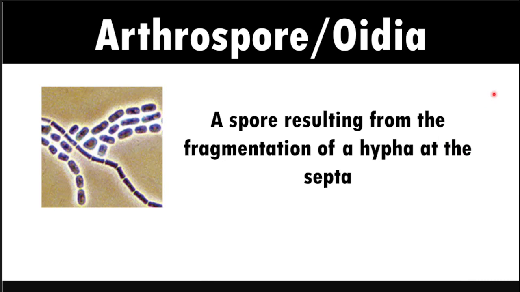Then Oidia or arthrospores are the third very important type of asexual mode of reproduction, where a spore results from the fragmentation of a hypha at the septa. Here, the hypha should be septate to form Oidia. So most probably it is found in Ascomycetes. All of these are higher septate fungi only.